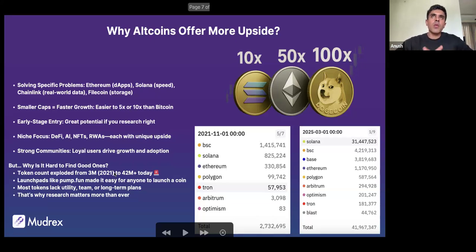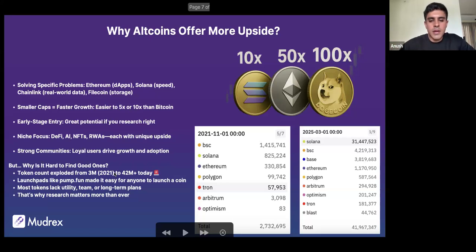Now, you might be wondering, why is it so hard to find undervalued altcoins? And why did I emphasize earlier that doing your homework really matters? Well, the answer is actually very, very simple. The number of altcoins in today's market has exploded over the past year.